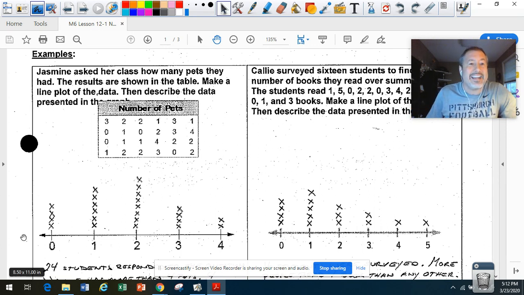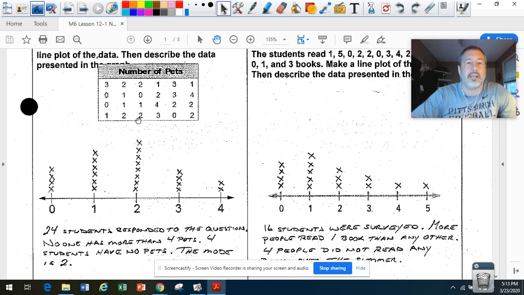The first thing we're going to create is a number line here. As you see, our numbers vary from 0 to 4. So that's why we have here 0 to 4. So what we're going to do now is take this information and put it into a line plot. Mine here, I use the X's. Other people can use dots. Whatever you feel best with, that works great also. So what we're going to do here is say, okay, how many students had 0 pets? So if we go up here with the 0, I got 1, 2, 3, 4 students that had 0 pets. So I put 4 X's or 4 dots above the 0.